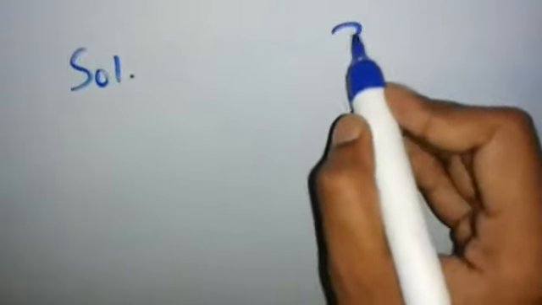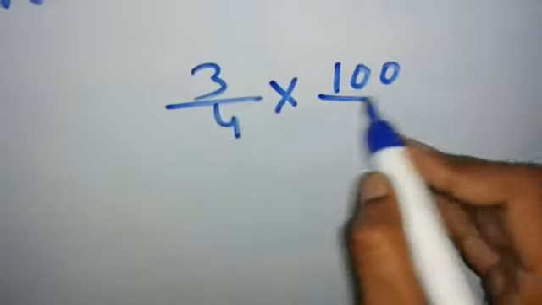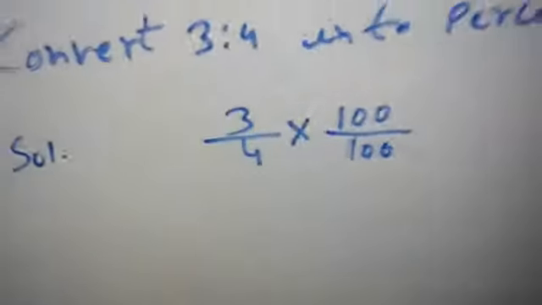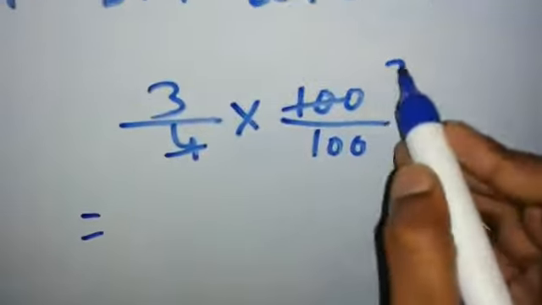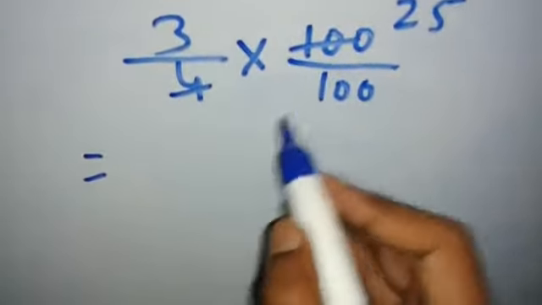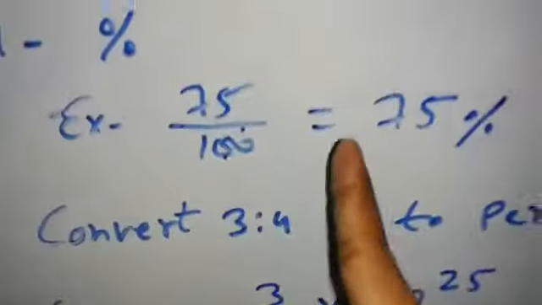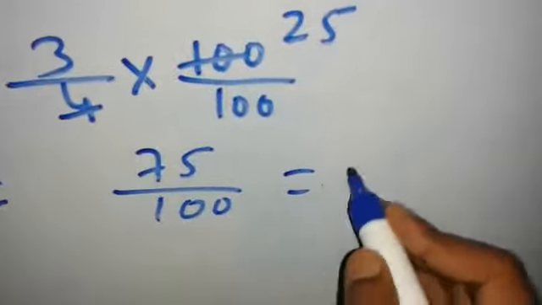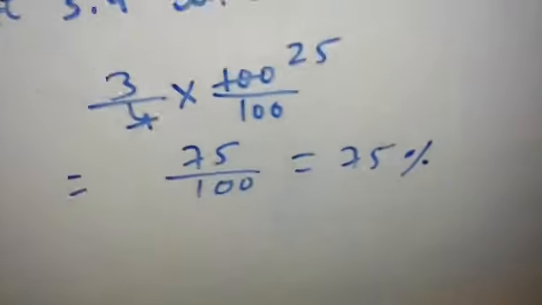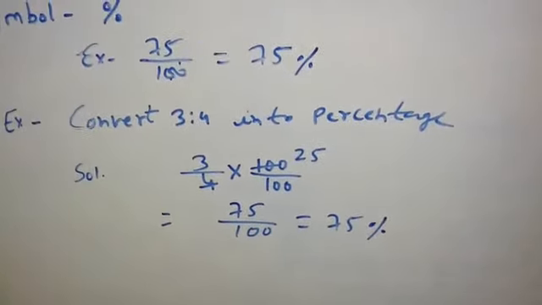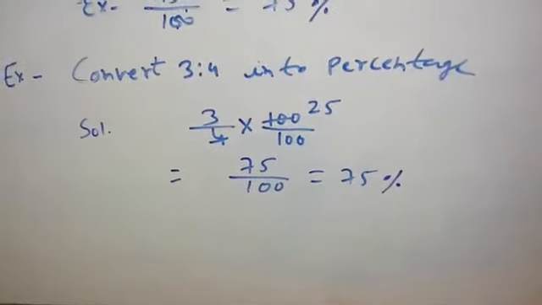Very simple. We will write 3 by 4 and multiply by 100 by 100. No problem. Now it becomes 4 25 times 25, that is 75 by 100. As I told you, the upper side is 75 and this 100 becomes percent, so 75%. Understood? This is the way to convert a ratio into a percentage.